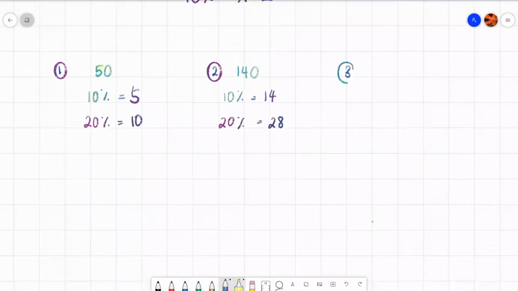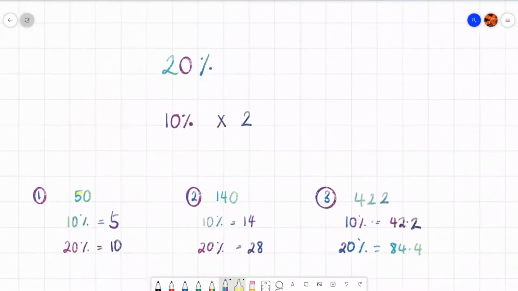Simple and straightforward. Okay, number 3, what about 20% of 422 this time? So again, work out 10%, which is 42.2. Then you just double it, okay? So double 42.2 is 84.4, and that's pretty simple and straightforward to do. Okay. Let's have a look.